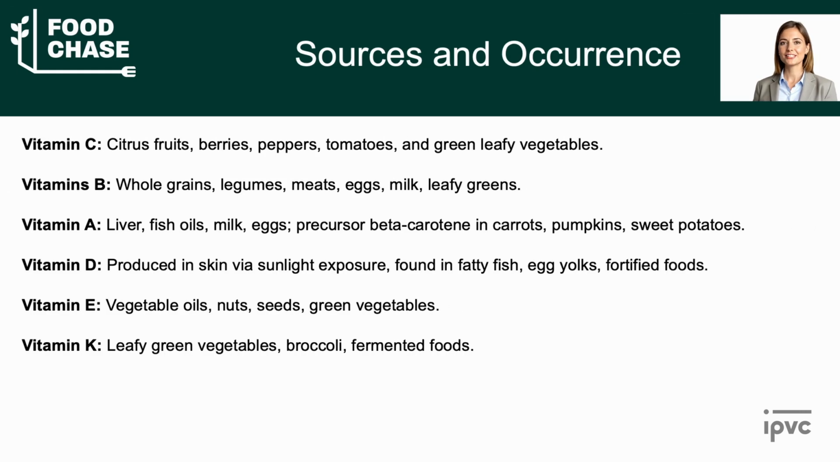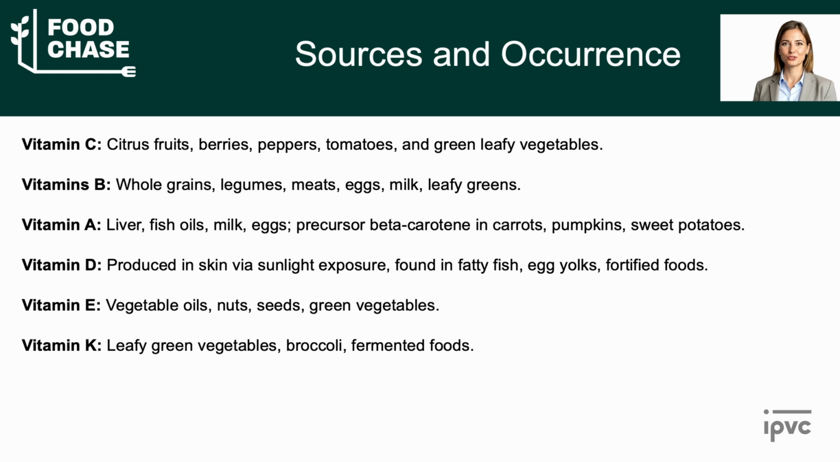Vitamin C: citrus fruits, berries, peppers, tomatoes, and green leafy vegetables. Vitamins B: whole grains, legumes, meats, eggs, milk, leafy greens. Vitamin A: liver, fish oils, milk, eggs, precursor beta-carotene in carrots, pumpkins, sweet potatoes.